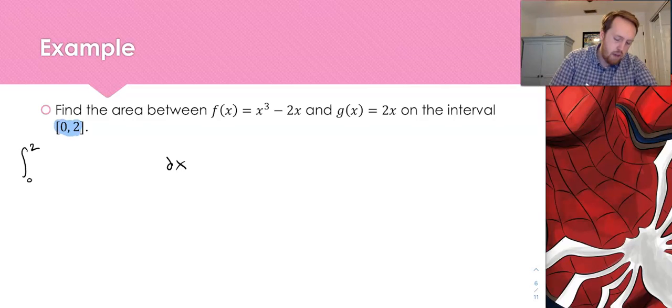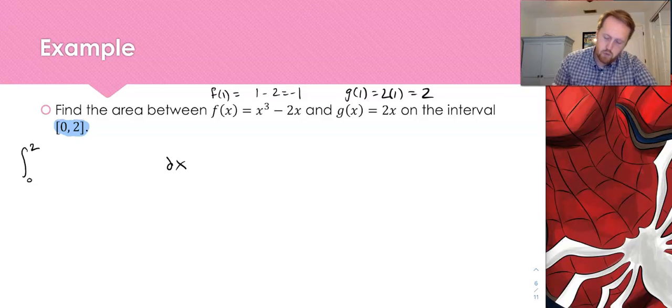So let's look at the bounds. 0 to 2. 1 would be easy to plug into that, so let's find f of 1. That'd be 1 minus 2, which is negative 1. g of 1 would just be 2 times 1, which is 2. The 2 is the greater one, right? So that's the one that's going to go first. g of x will go first because 2 is greater than negative 1.